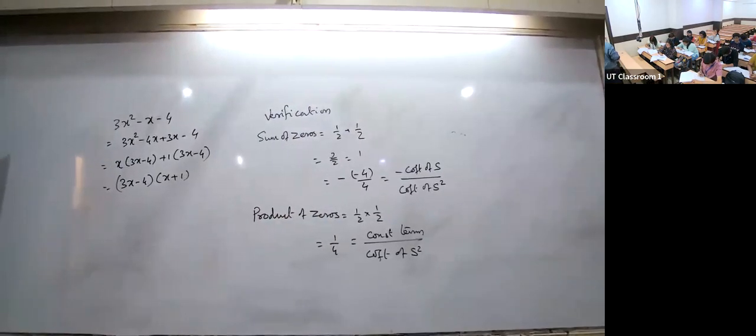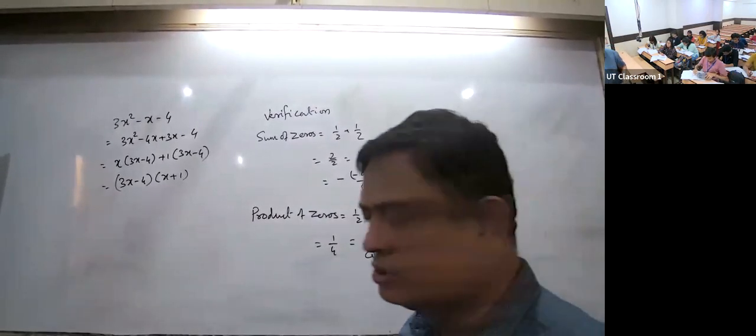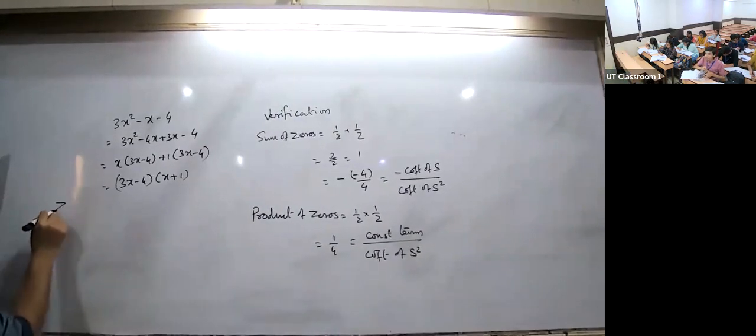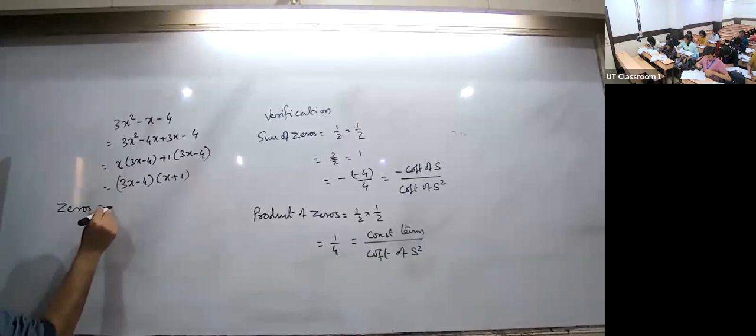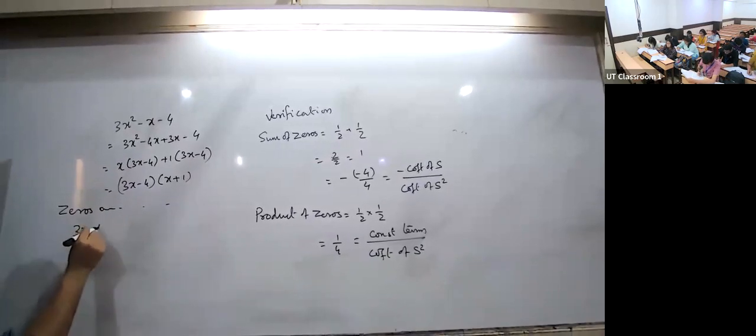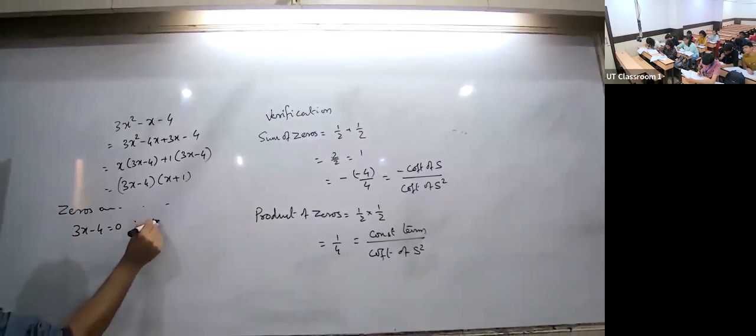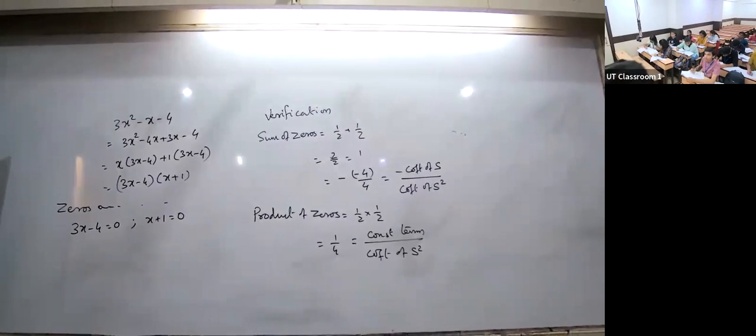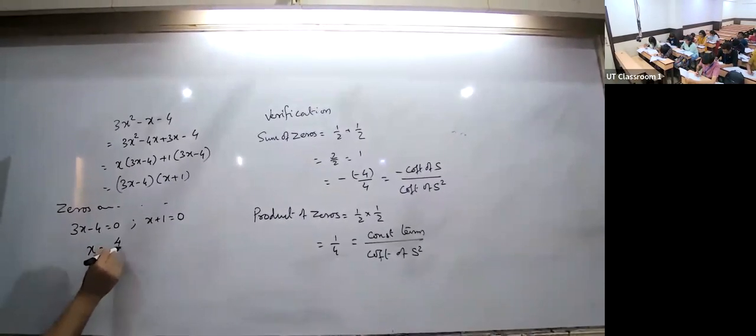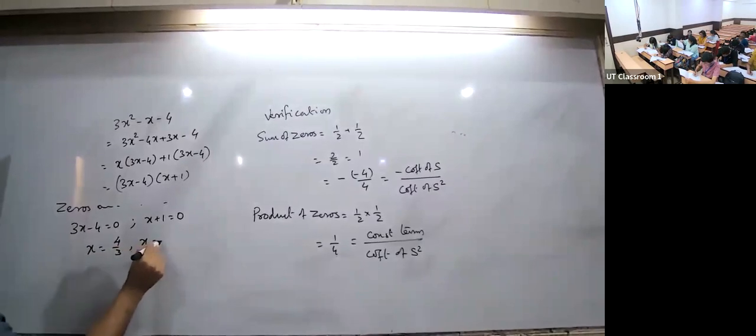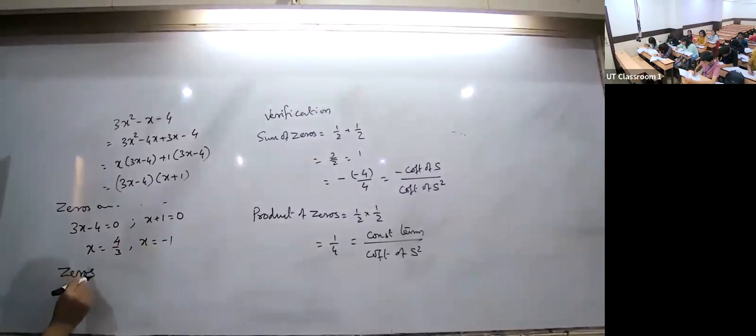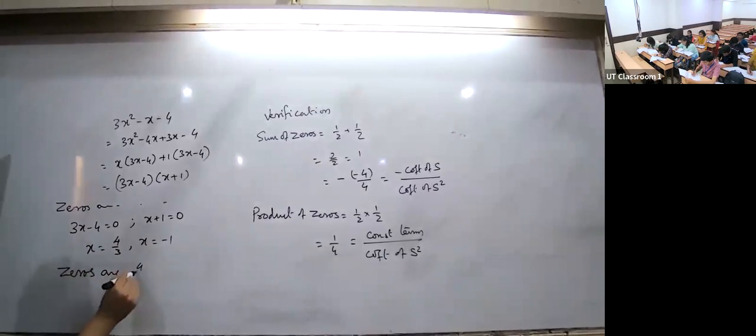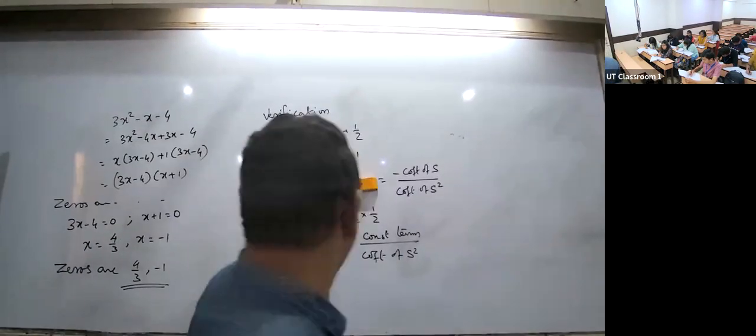Hope all of you follow. So factorization done, next part, zeros. Zeros are obtained by taking 3x minus 4, x plus 1 equal to 0. Don't think I will write in the exams. No, write the full steps. That is x is equal to 4 upon 3, x is equal to minus 1. Therefore, zeros are 4 by 3, comma, minus 1. First part we got. Next part is verification.